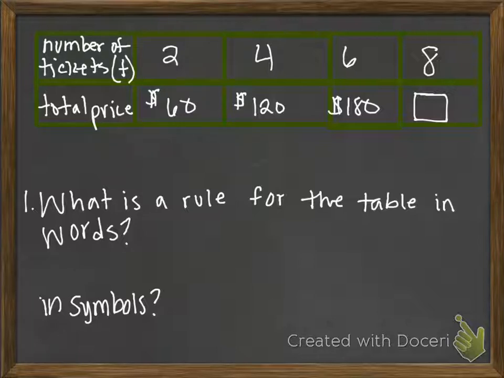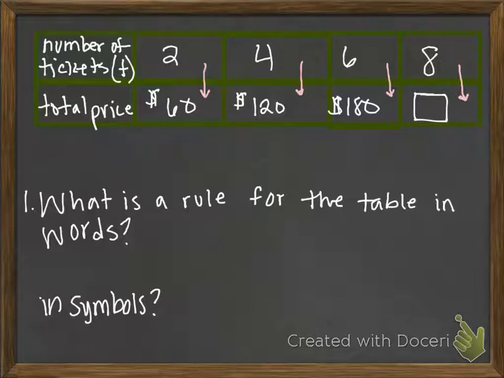This is the next chart I would like you to copy in your spiral. Up top we have the number of tickets being sold, and I have 2, 4, 6, and 8, and then we have the total price of those tickets. We'll say this is to a Taylor Swift concert, just for Cade. For 2 tickets to see Taylor Swift, it costs $60. For 4, it costs $120. For 6, it costs $180. And for 8, I am not sure.